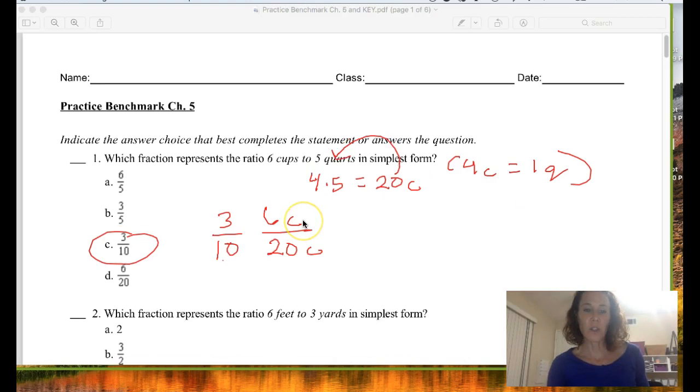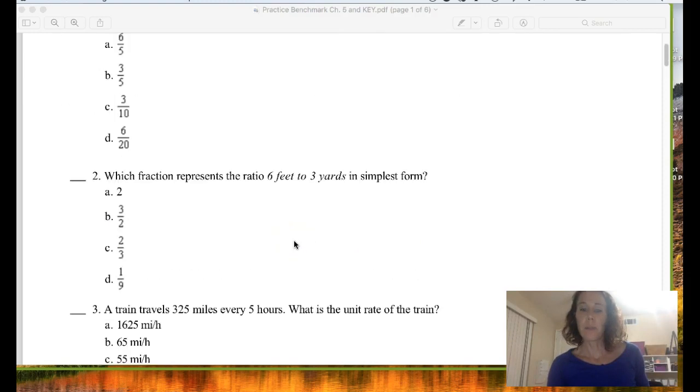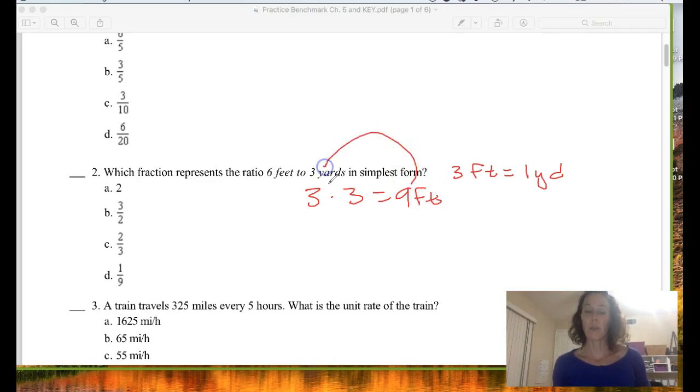Let's see, which fraction represents the ratio 6 feet to 3 yards? Similar problem. I need this to be in the same unit, so I'm going to change yards to feet. I'm going to change the bigger one to the smaller one. I know there's 3 feet in 1 yard. So if there's 3 feet in 1 yard and I need 3 yards, I need to multiply 3 by 3, and that will give me 9. There are 9 feet in 3 yards.